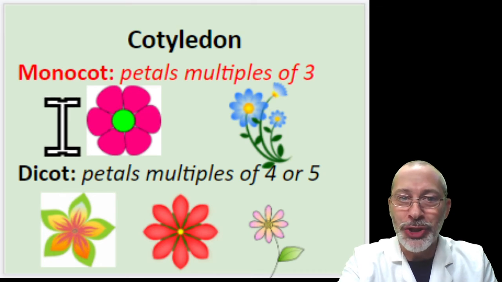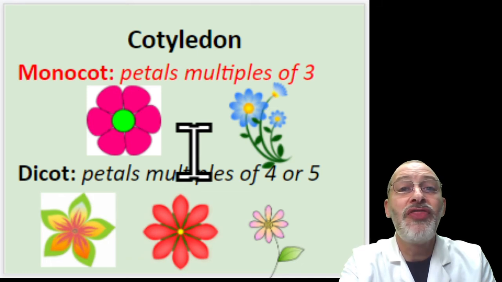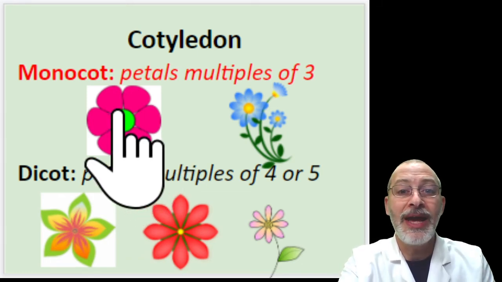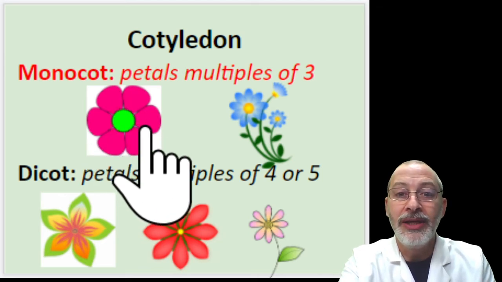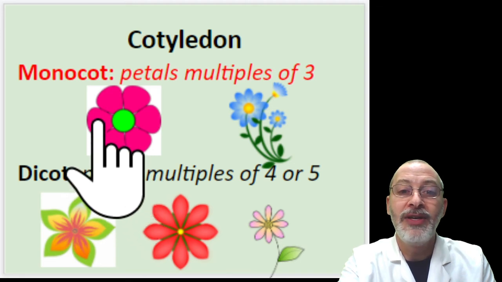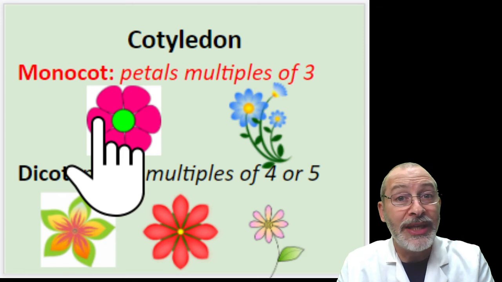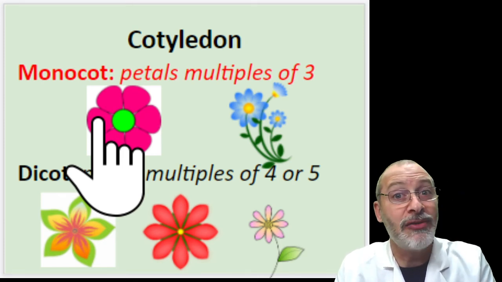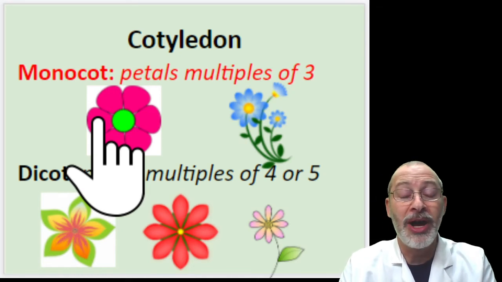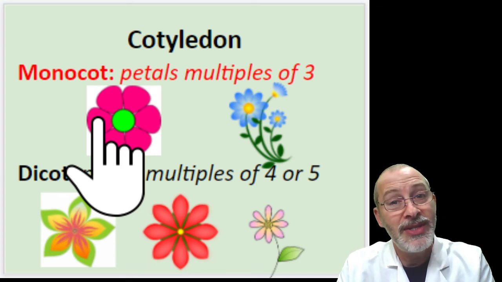Monocots, by nature, have flowers and petals that are arranged in multiples of 3. So let's count these petals. We've got 1, 2, 3, 4, 5, 6. Is 6 a multiple of 3? In other words, does 3 divide into the number 6 evenly? You bet your bottom dollar it does, because 3 times 2 equals 6.